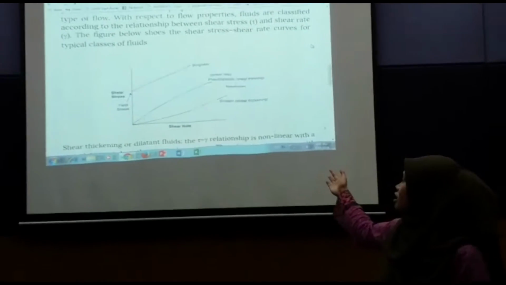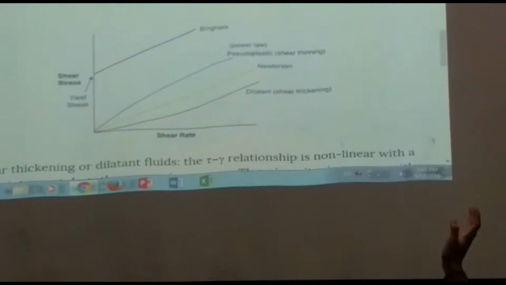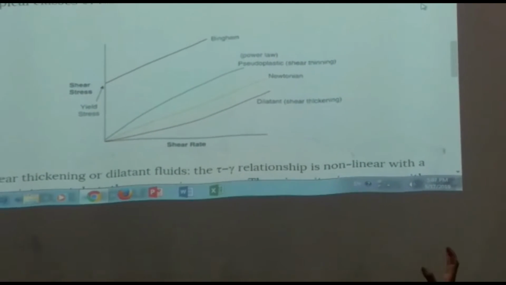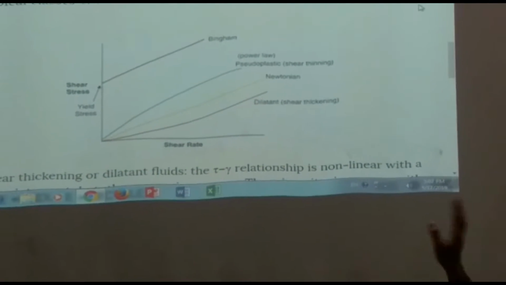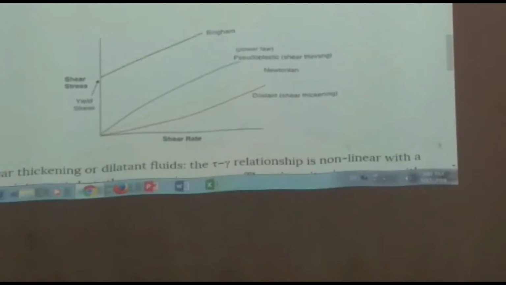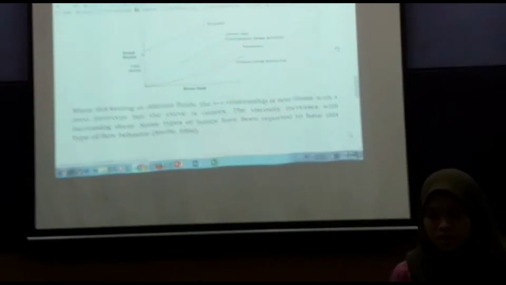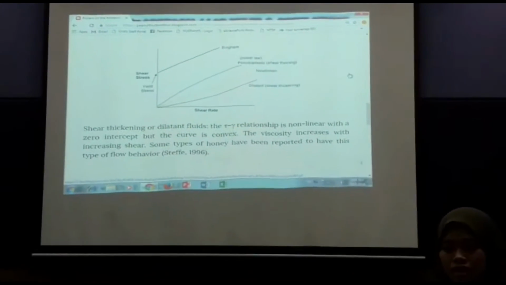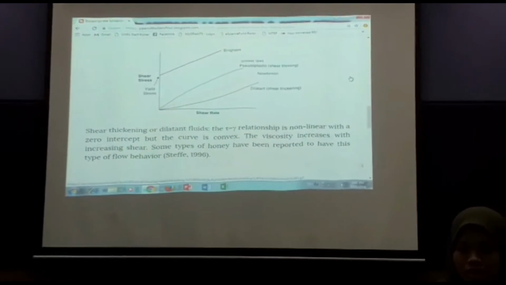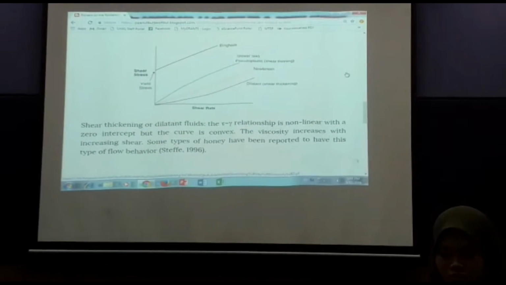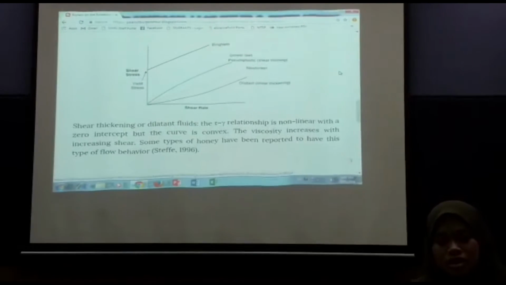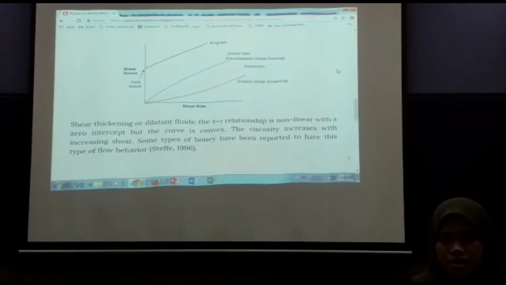This graph shows how the fluid flows and how the shear stress and shear rate are related. Shear thickening or dilatant behavior of the fluid is a non-linear relationship with zero intercept, but the curve is convex. The viscosity increases when the shear stress increases.